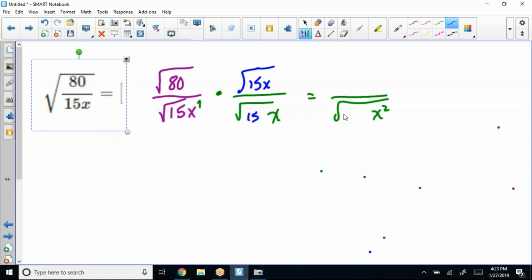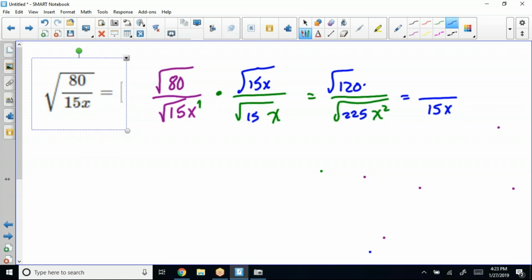And this gives me, was that 225? And so that's 15x. And then 80 times 15 is 1200. And 1200, let's see.